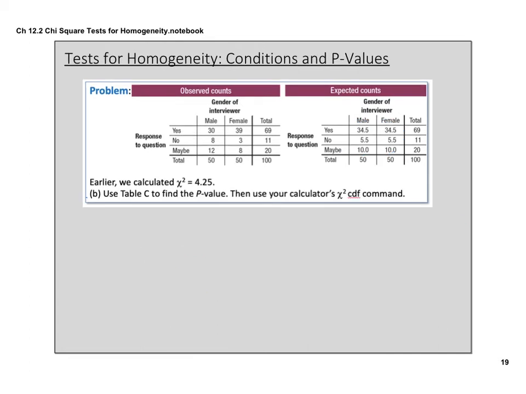Okay, so now we're going to look at part B. It says use table C to find the p-value and use your calculator's chi-square CDF command to find the p-value. So we're going to look at the p-value in both ways. Let's talk about degrees of freedom. Okay, so here come your degrees of freedom. When you have a two-way table, you need to multiply the n minus 1 for both variables. So the response to the question has 3 options. So you take 3 minus 1 for your number of options. And then the gender of interviewer has 2 options. So you take 2 minus 1 for those. And you end up with 2 times 1, which is where we get 2 degrees of freedom.